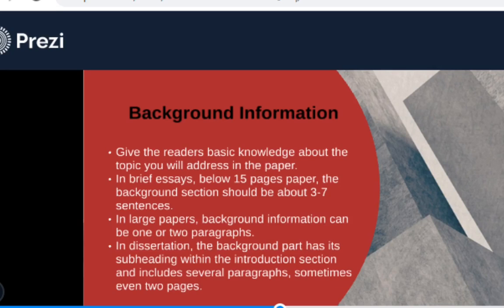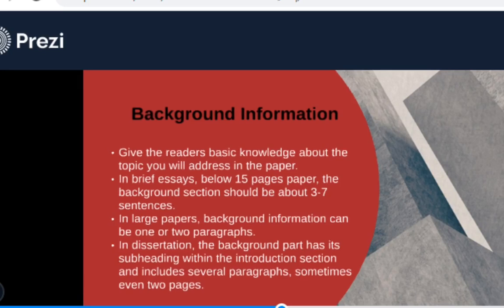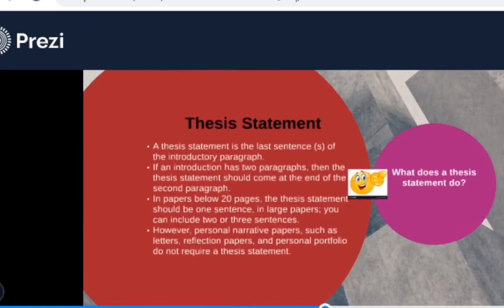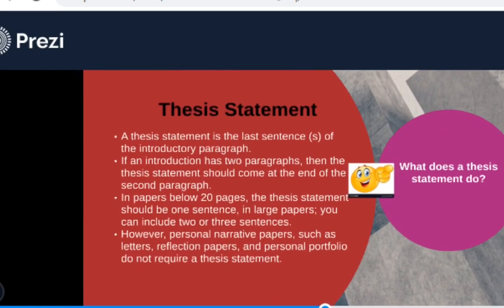In a dissertation, the background part has its own subheading within the introduction section and includes several paragraphs, even sometimes 2 pages. In a not too distant future, we'll have a presentation on writing a dissertation where I'll explain the steps involved in writing this paper. Now, let's go to the final and the most important part of an academic paper, and that is the thesis statement. A thesis statement is the last sentence of the introductory paragraph. If your introduction has 2 paragraphs, then the thesis statement should come at the end of the last one.